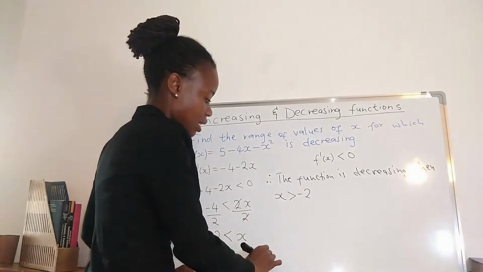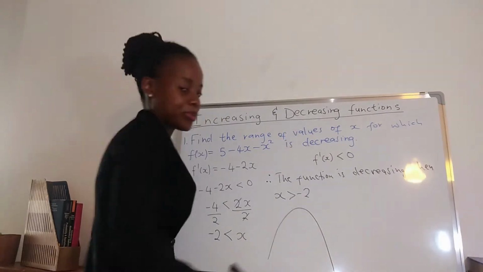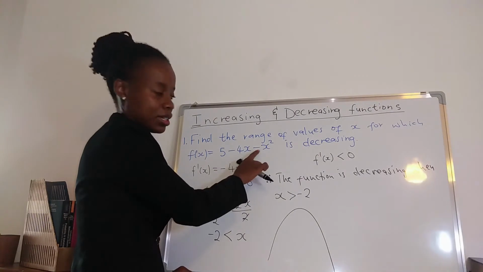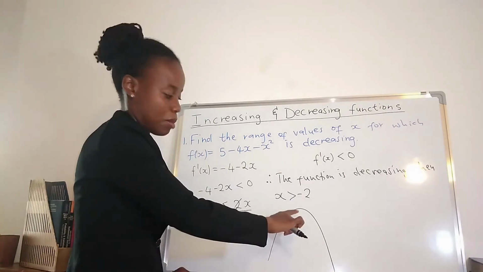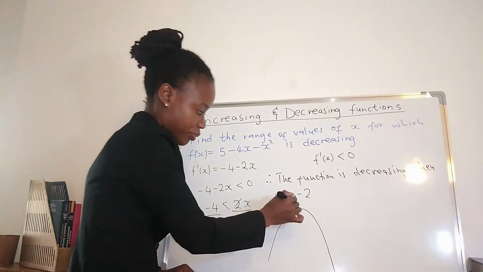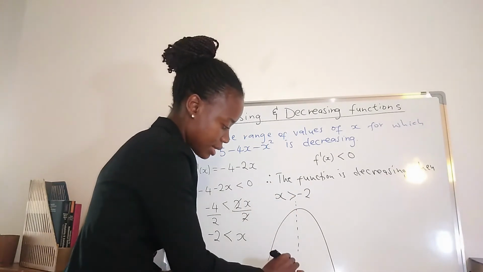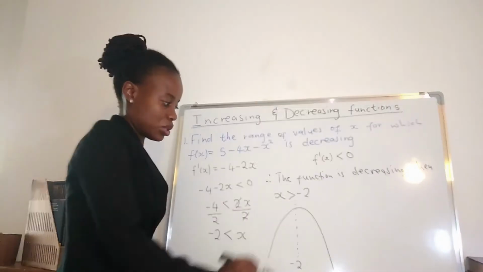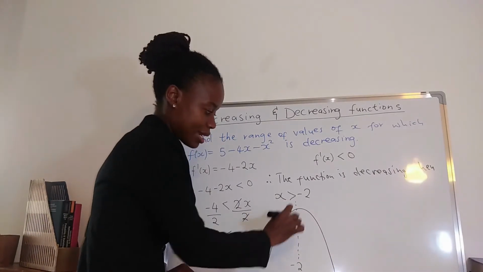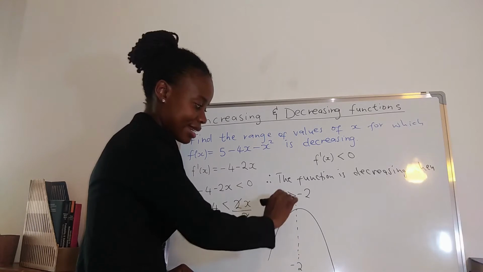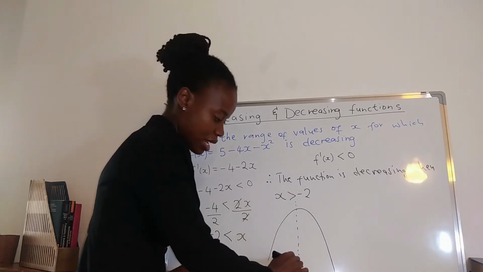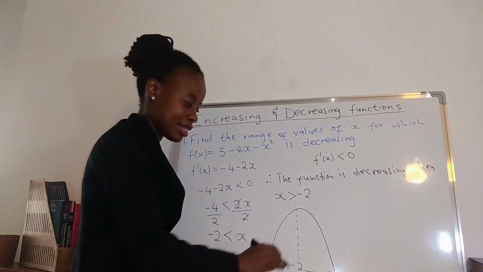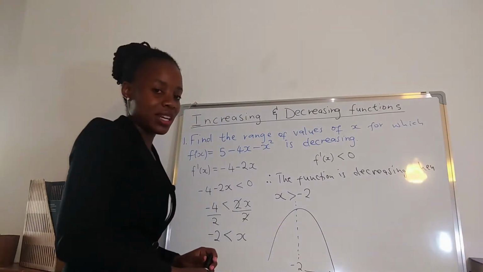So we have something like this. This is a maximum curve because we have negative x squared, so it's a maximum curve. Okay, so this is negative 2. Our negative 2 is here, so it's decreasing when x is greater than negative 2. So from here to this side, it's a decreasing function. As you can see, this side is a decreasing function.